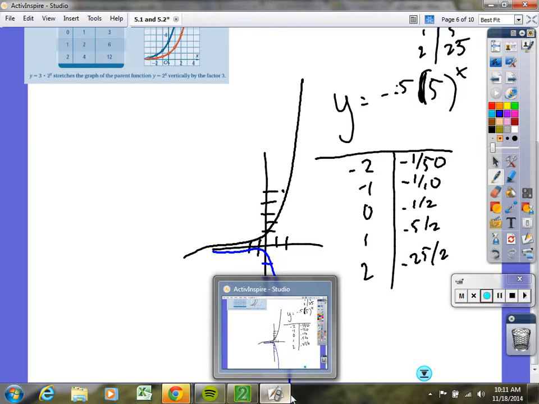So notice, can you see how it shrunk it? Yes? Instead of being at 1, it's now at... Sir? Parent function. B to the x is technically the parent function.